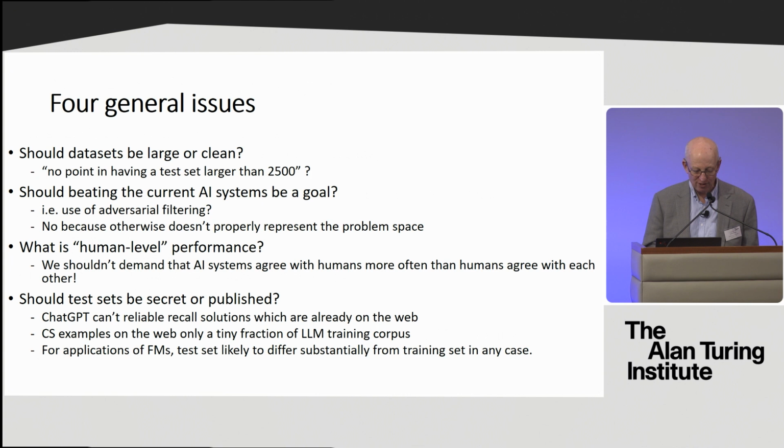There are four general issues in terms of these benchmarks. Should they be large or clean? They're sort of contradictory. It's impossible to have a large, clean one; you get one or the other. Should you be trying to be adversarial against current AI systems? He suggests no, because you actually want to properly represent the problem space. And it can be the case that version 3 of a system might get it wrong where version 2 previously got it right. Should test sets be secret or published? As we've seen, ChatGPT can't even reliably recall solutions already on the web, so it probably doesn't matter.